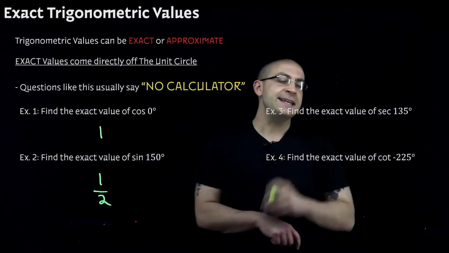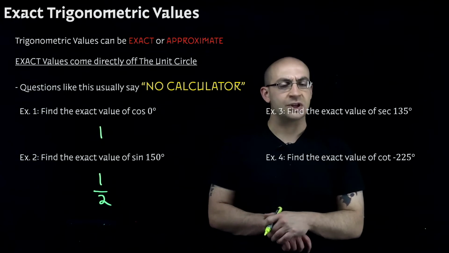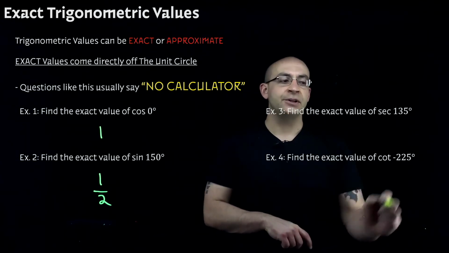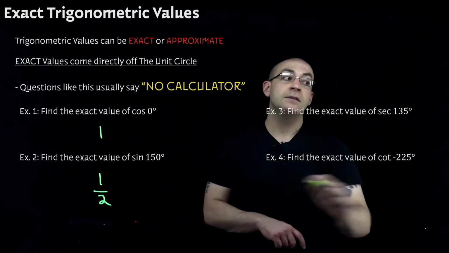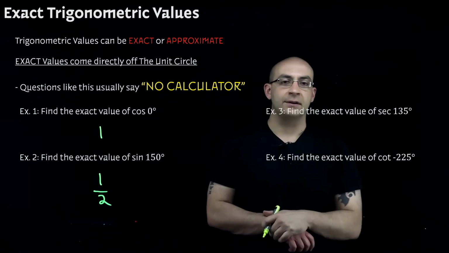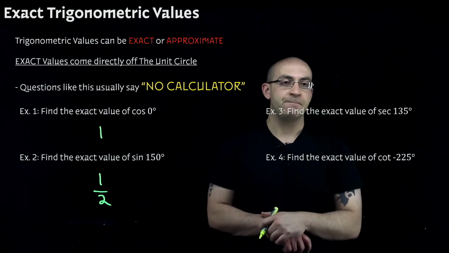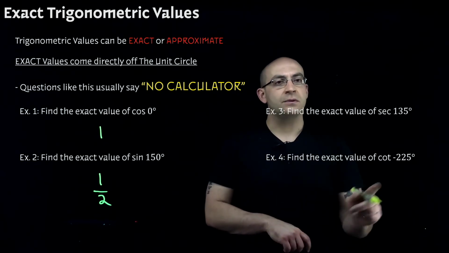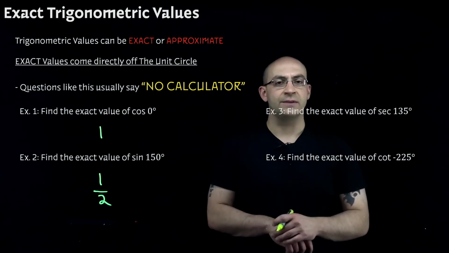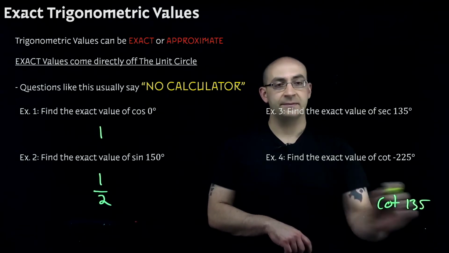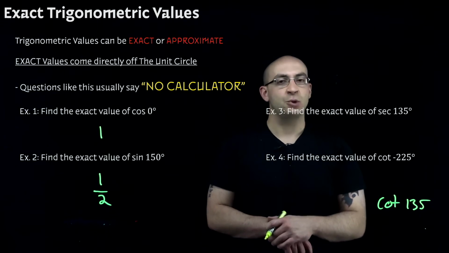It might be easier, in fact, to find the coterminal angle first. If I go 225 degrees, I would end up in quadrant 2. But if I find the coterminal angle, it's going to be the same value either way. So what's coterminal to negative 225? 135. So cotangent of negative 225 really needs to be the same as cotangent of 135. Let's do it both ways and see what we get.